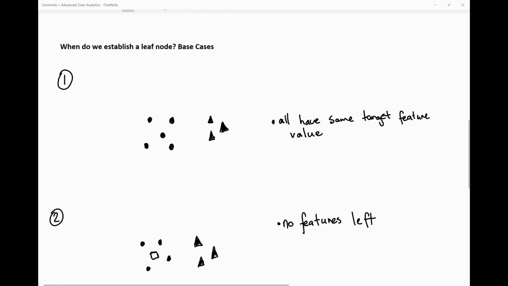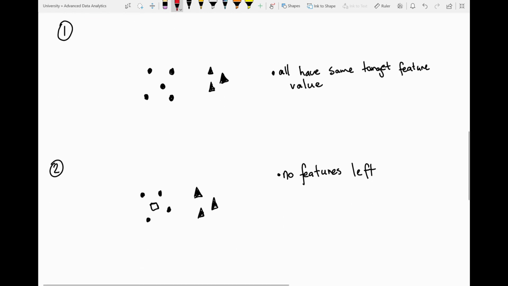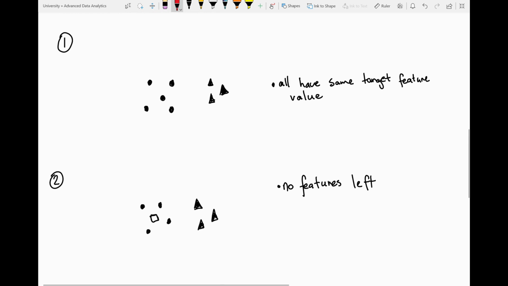Okay, so the next step of ID3 algorithms, and what makes it special, is when we attempt to establish a leaf node, so that's the very end of a diagram, which is these ones or these ones. What are the base cases, the reasons that we stop? There are three main reasons that we look into in ID3. The first one is when a group has all the same target features.